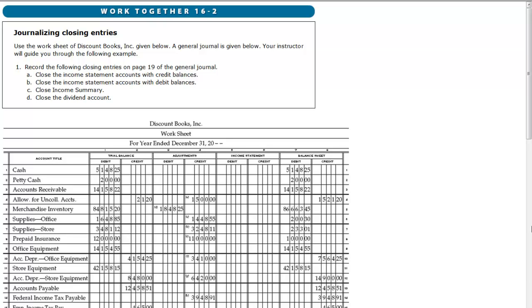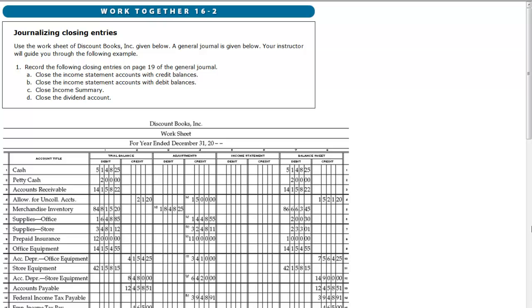Okay? So when we look at this, I have to close my credit balances. If they have a credit balance, what do I need to do to close them? Debit. So therefore, what's going to be credited? Income summary. Now, when I close my debit balances, those need to be credited. So what would I debit? Income summary. You are going to find when you do your closing entries, at the bottom of one transaction, at the top of the next transaction is going to be income summary repeated twice.